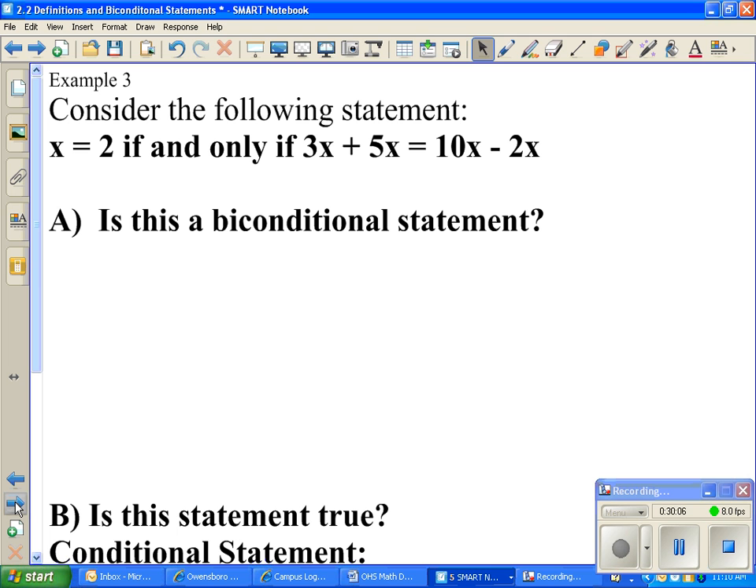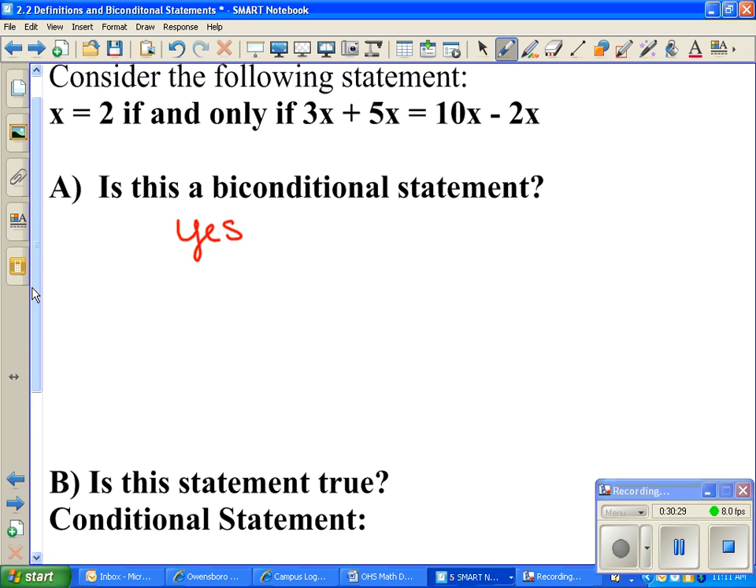All right, so consider the following statement. x equals 2 if and only if 3x plus 5x equals 10x minus 2x. Is this a biconditional statement? Yes, because it has if and only if. It is written as a biconditional statement. Then my question is, is this true?